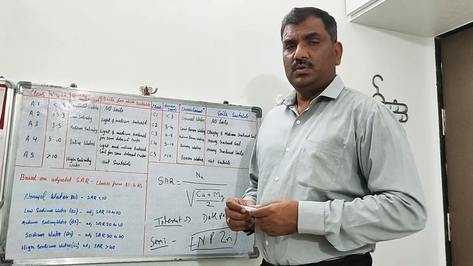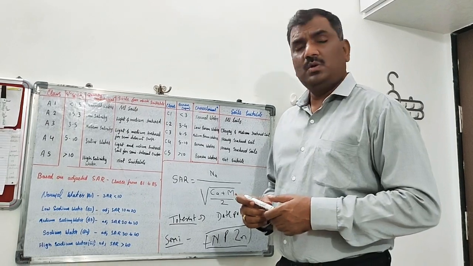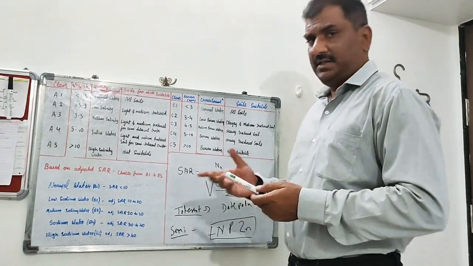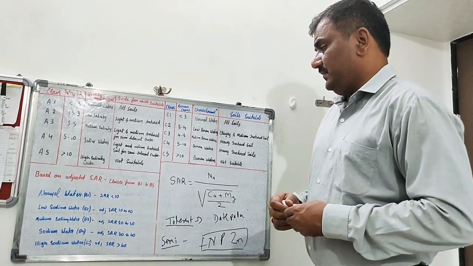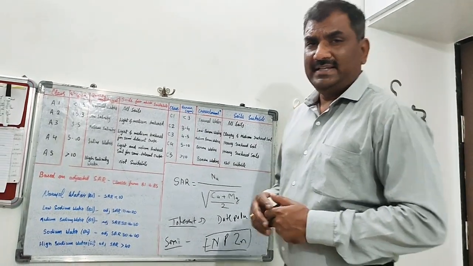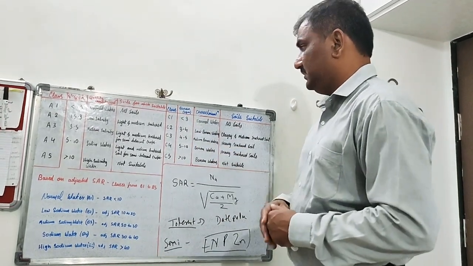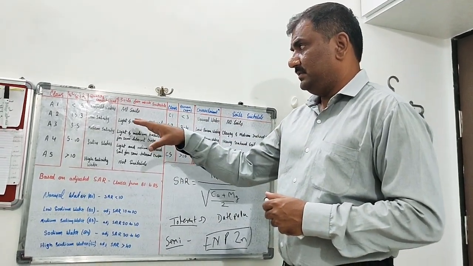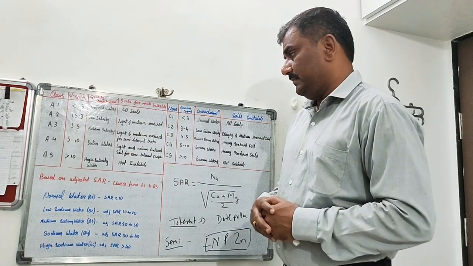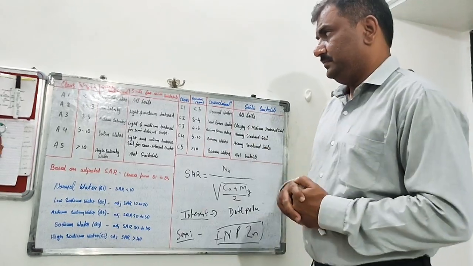Students, today we will discuss suitability of water for irrigation, or quality of water for irrigation. First of all, when we talk about the quality of water, it is described in different forms, like content of total soluble salts, or sodium absorption ratio, or the boron content.